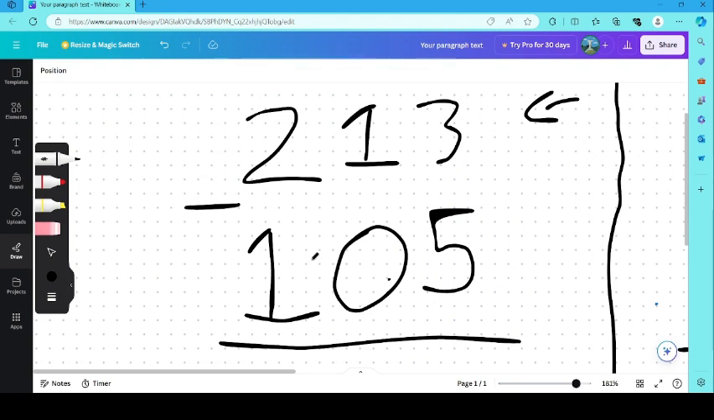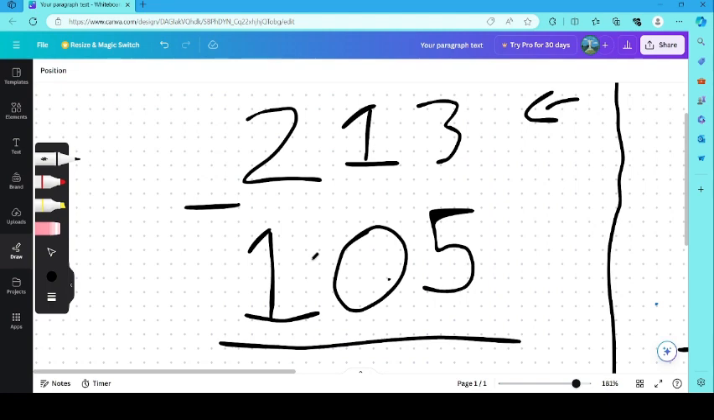Before I proceed, what we're about to do is called regrouping, or borrowing in this case. Since our minuend is less than our subtrahend, we cannot subtract, so we have to go to our next door neighbor, which is our tens place, a 1 and a 0. We need to get a number here.